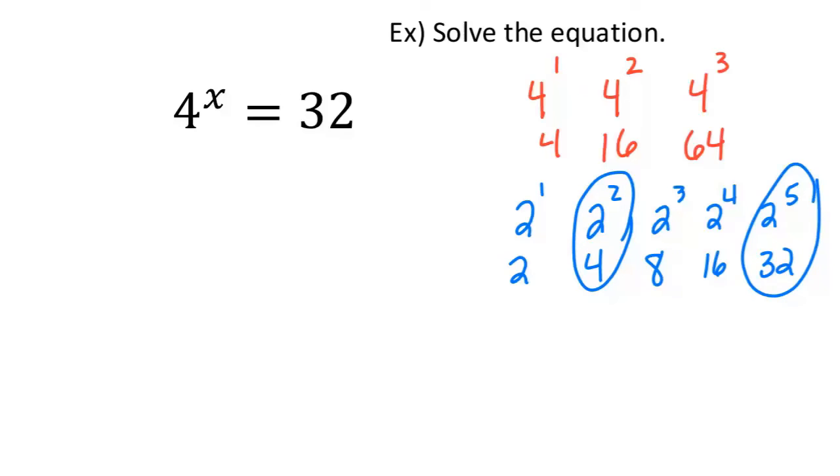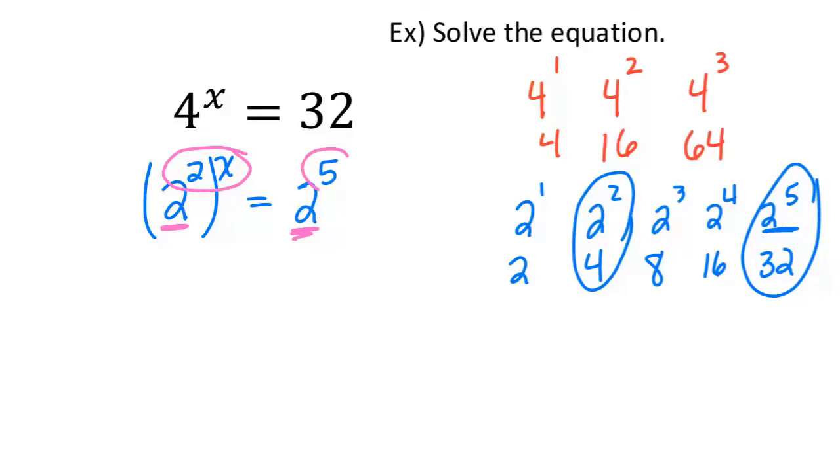So there's my 32, and here's my 4. Both of them can be written as a base of 2, right? So then I need my 4 as the base of 2. 4 is my 2 squared, raised to the x power, is equal to my 32, which is 2 to the fifth power. And now my equation has the same base. So my exponential property of equality tells me I can now set my two exponents equal to each other. So then I have 2 times x, which is 2x equals 5.